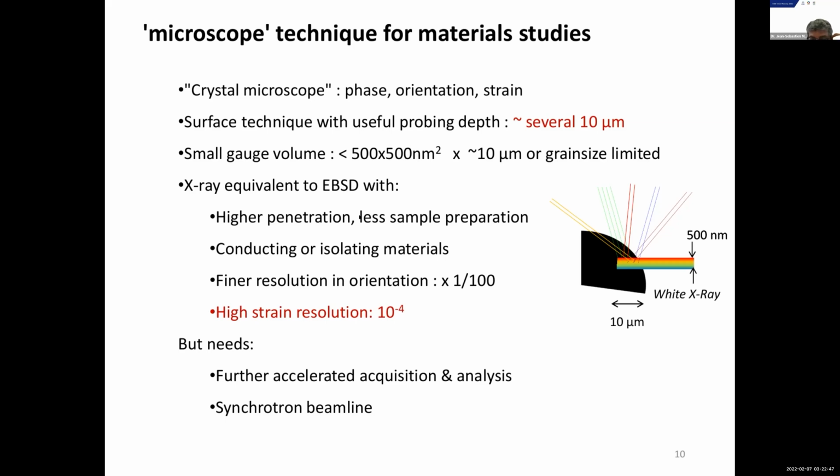You need to have less sample preparation, because even the first nanometers are really disturbed due to the preparation of the sample. So the main signal is still safe, and then you can really study the structure. And also you can study conducting or isolating materials, and you have a finer resolution in orientation and strain compared to EBSD, because as I said, we have 10⁻⁴ resolution.